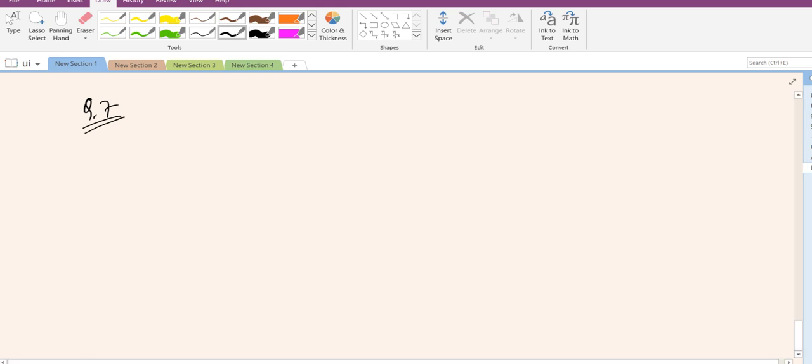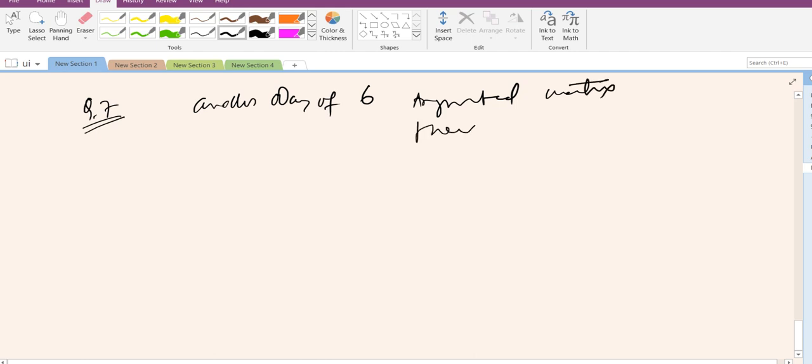So another way of doing 6 is augmented matrix, and then equalization of rank, and there we will get the alpha beta values. So there also you can get this equation.